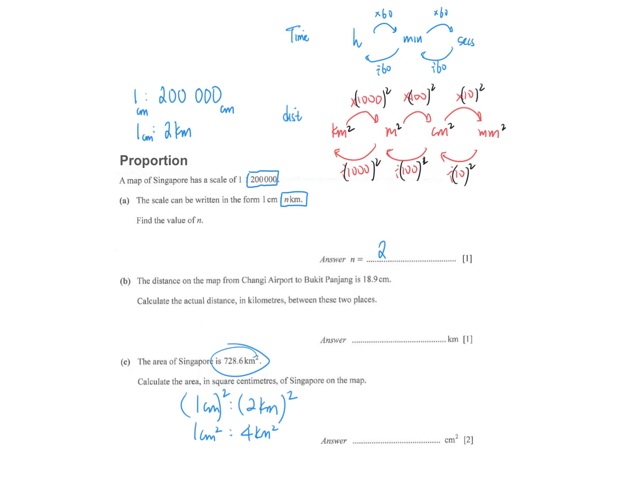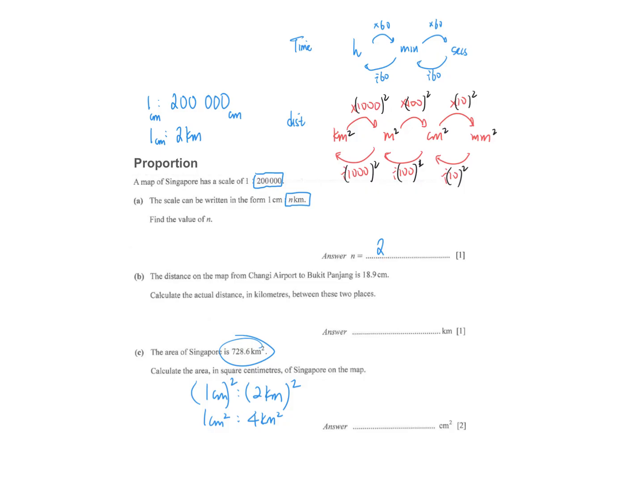After km, no need, because they say they want your answer in cm square. This one is 728.6. There, they give you the actual. It's always map to actual. So they give you the actual area of Singapore's land. Then they want you to find the map one, which is this one. So from here to here times what? Then you times the same thing. You use 728.6 divided by 4.